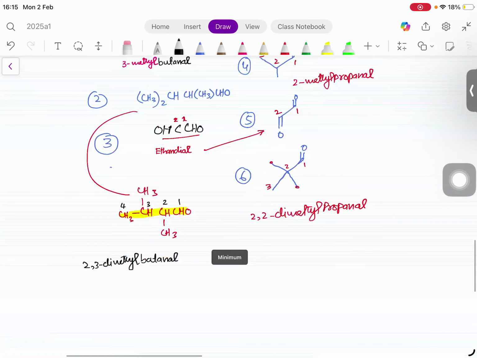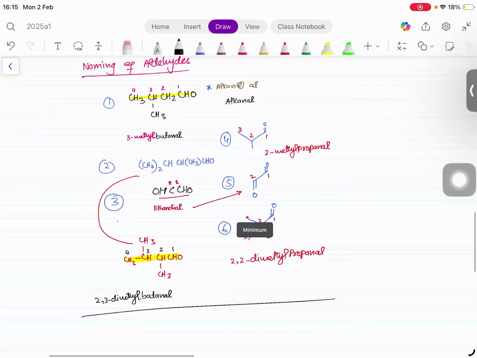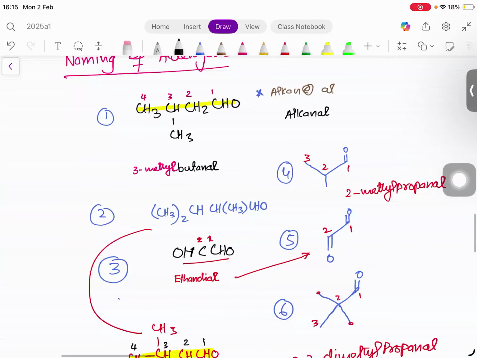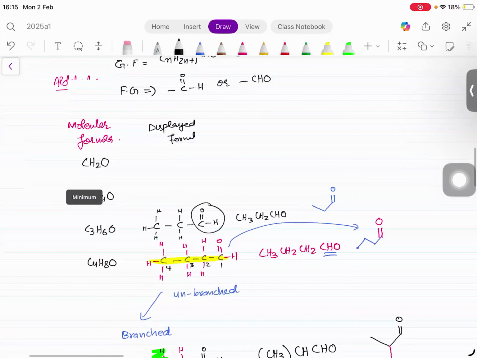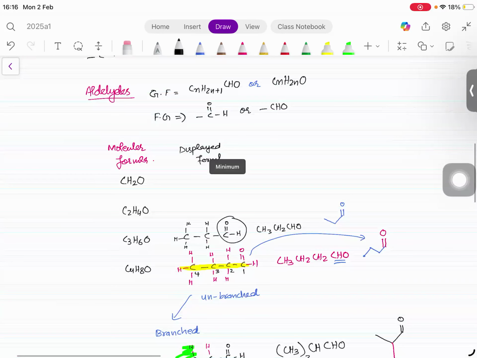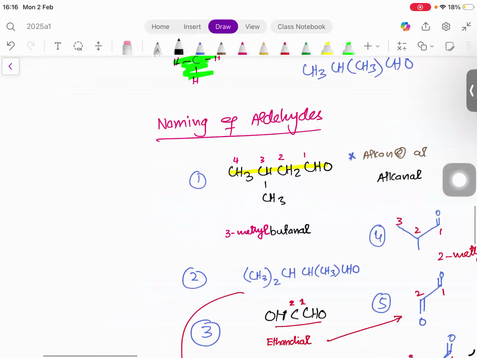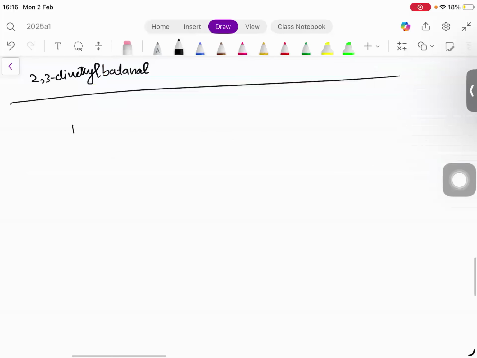Okay, next is aldehydes. Yes, that's all. Sorry, next is ketone. That's all about the aldehydes. So as I told you, both aldehyde and ketone contain one common functional group, which is carbonyl. So next give heading ketones.